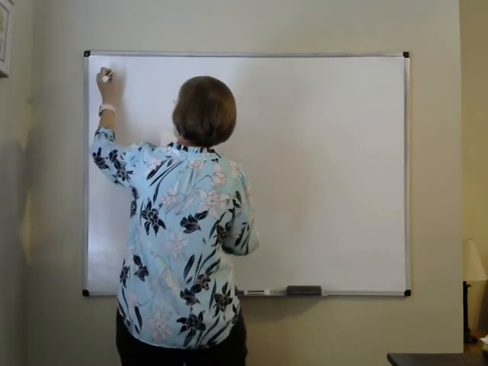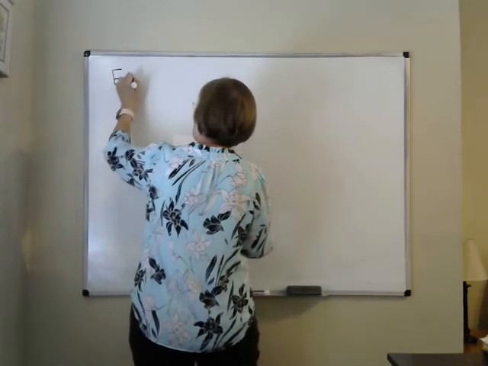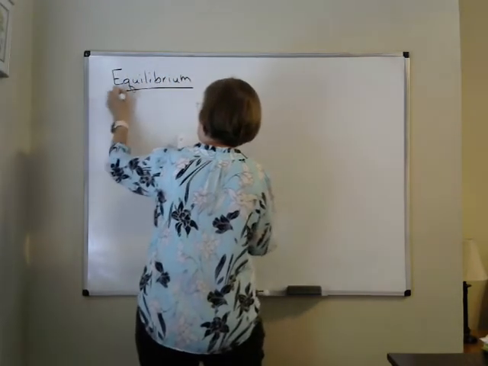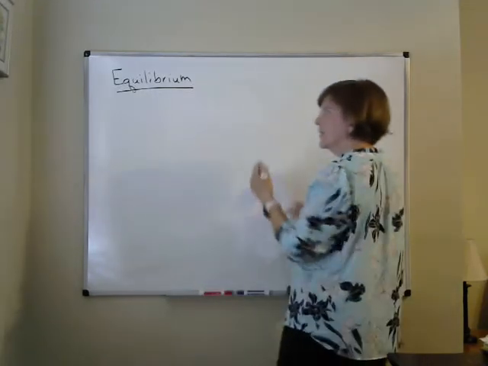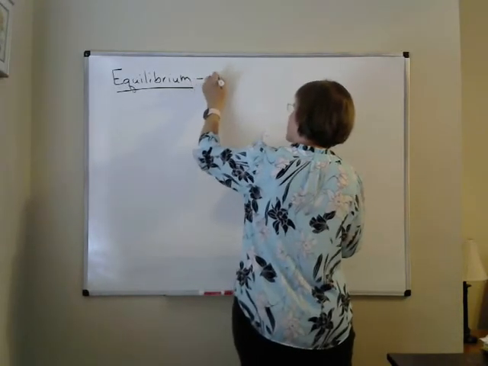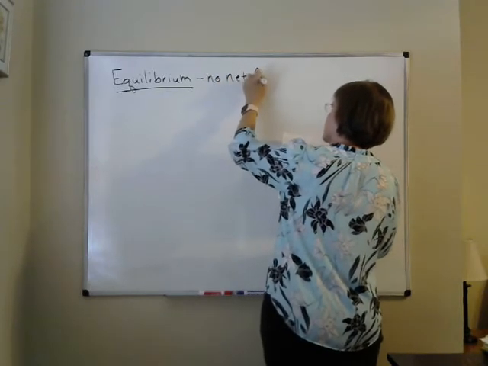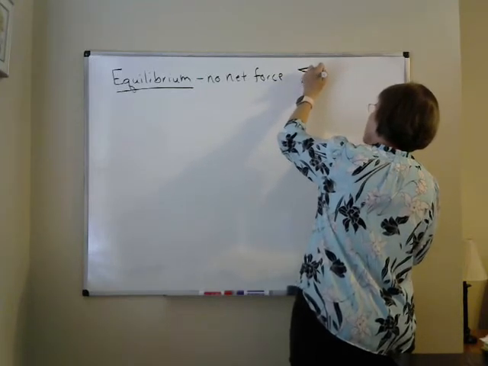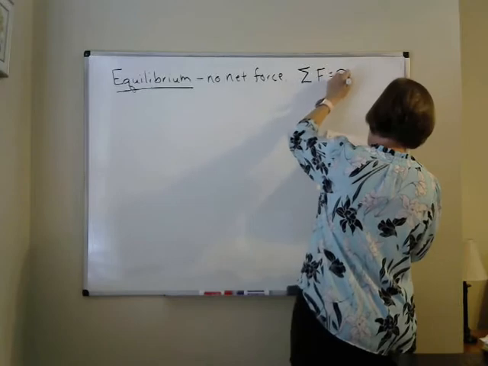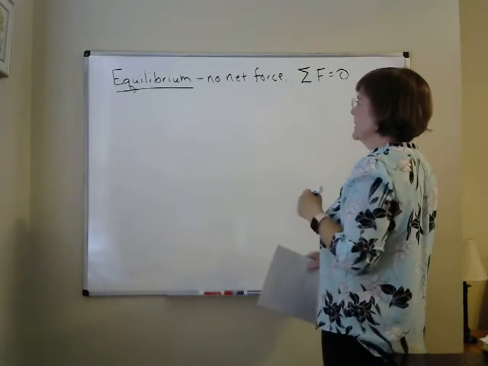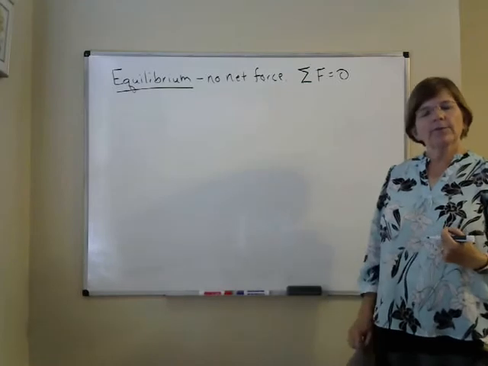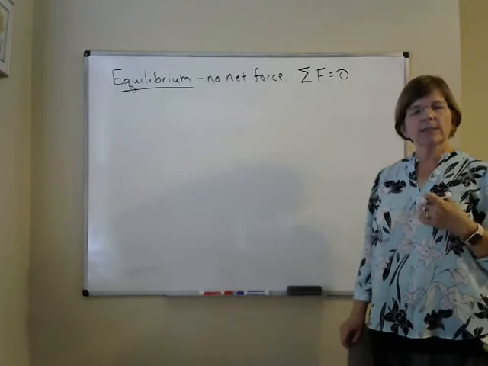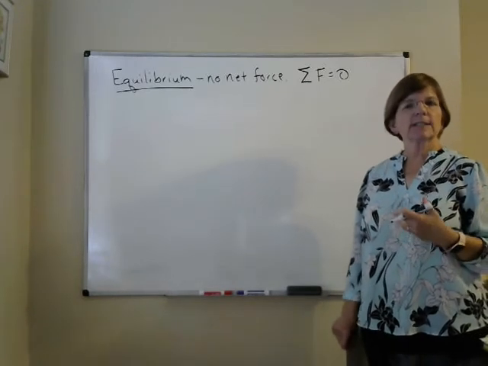We use the word equilibrium when we want to describe something that has no net force. Another way to say that is the sum of all the forces is 0. Now, that doesn't mean there aren't forces acting on it. There can be lots and lots of forces acting on something, but if all of those forces add up to be equal to 0, you're in a state of equilibrium.